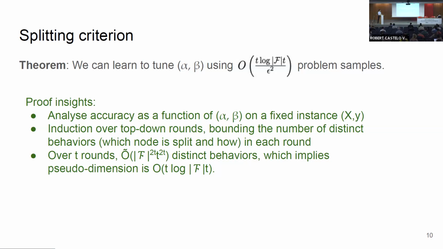And this bound on the number of distinct behaviors implies a bound on something called the pseudo-dimension, which is a generalization of the well-known VC dimension to real-valued functions. Using classical results from learning theory, it gives a bound on the number of samples that you need to run.